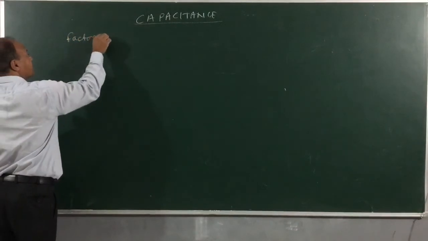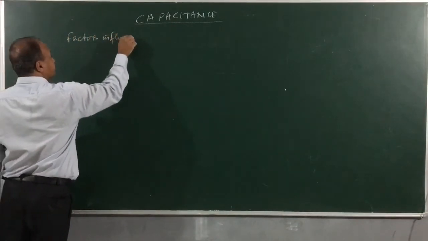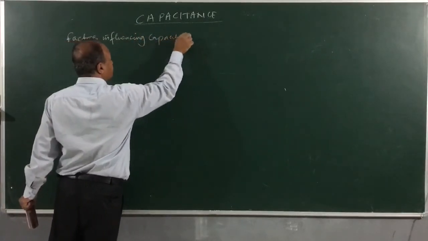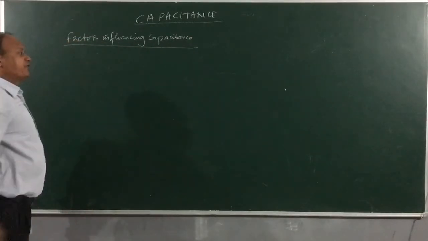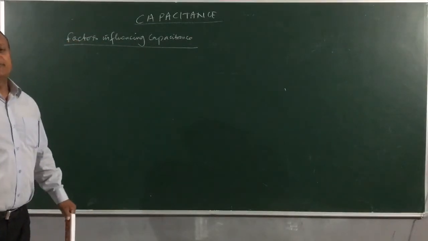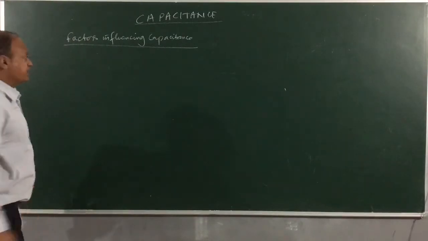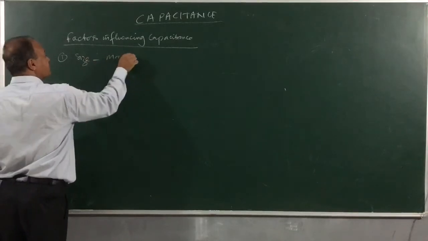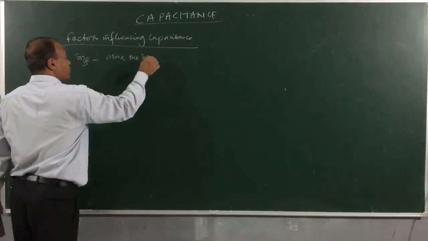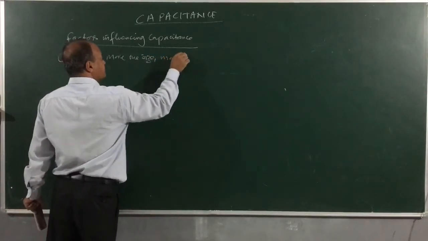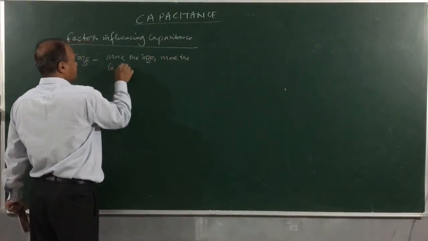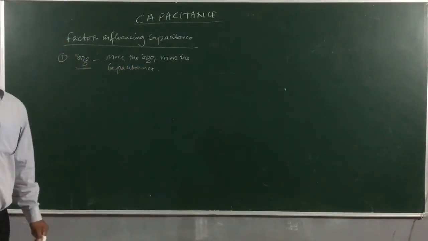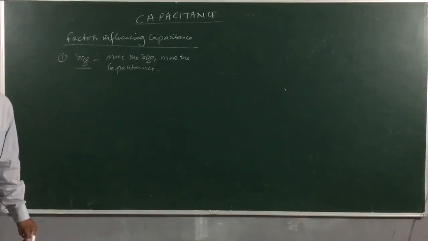factors influencing capacitance. So on what factors will the capacitance depend? First one is size. First factor is size. More the size, more the capacitance. Size is a very important factor. More the size of the conductor, more is the capacitance.